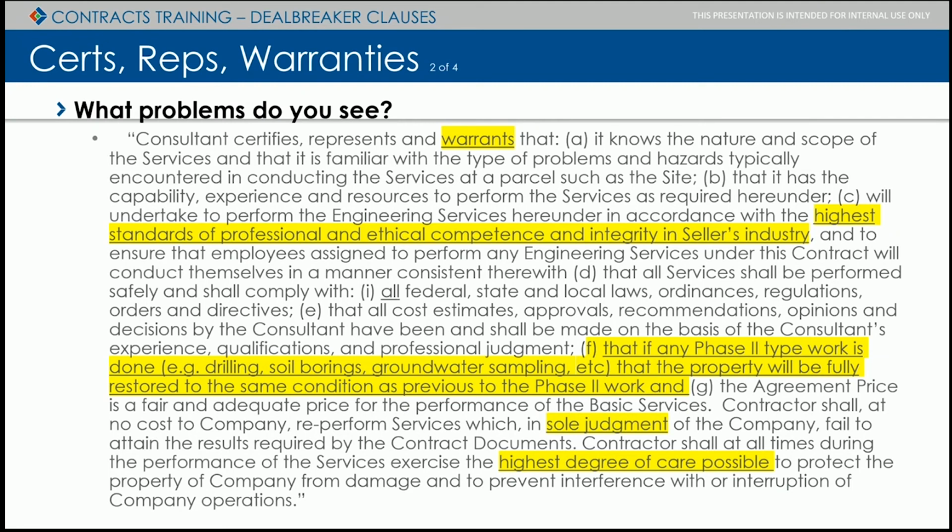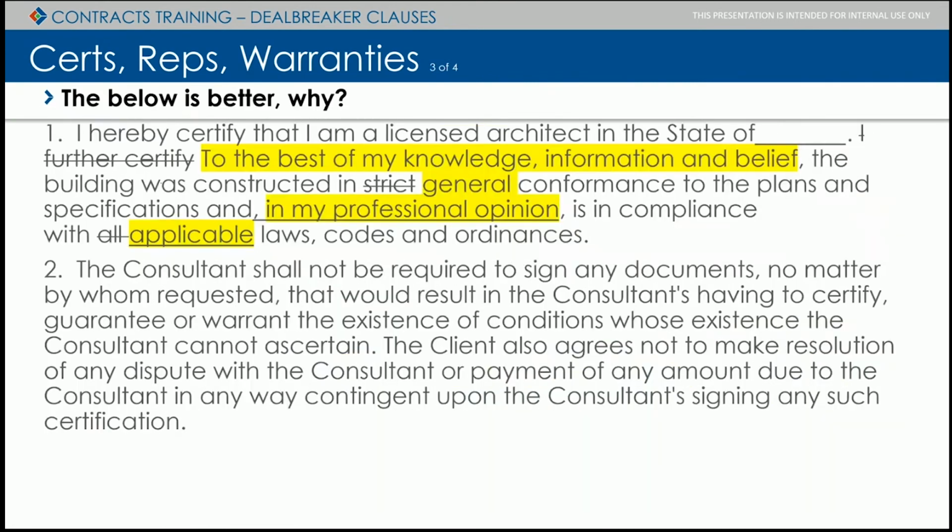All right, sole judgment. When you see that, you never want to leave IMEG to the sole judgment of a company, a client, any other party, because that really leaves us in the lurch. If we agree to comply with someone's sole judgment, well, it means whatever they feel like doing. The highest degree of care possible, again, same thing. One thing too, I really want to mention, it's not formally in this slide here, and I'll get to it in just a second. Sorry, let's cover this first.